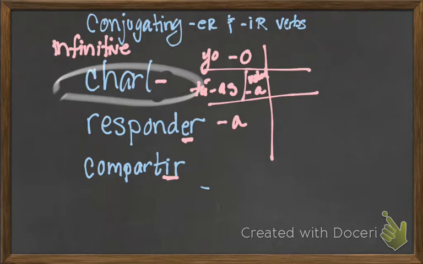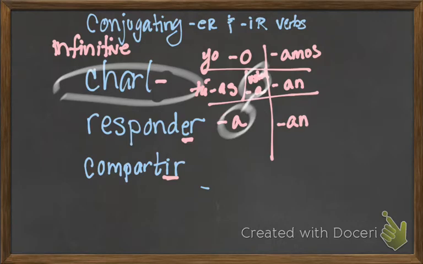If you have a group of people talking, you'd say nosotros or nosotras. You'd add an amos. If you're talking to a group of people, you'd say ustedes charlan. And if you're talking about a group of people, you'd say ellos charlan. So we noted some similarities. The usted form was the same as the él and the ella form. The ustedes form was the same as the ellos and the ellas form. So some patterns.